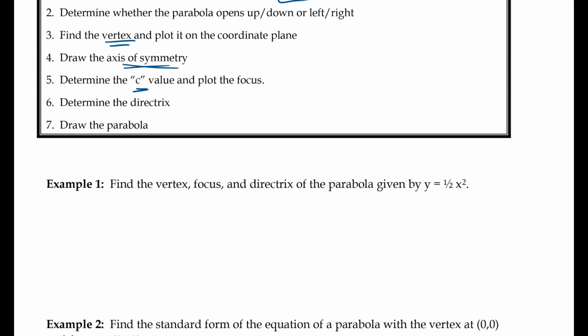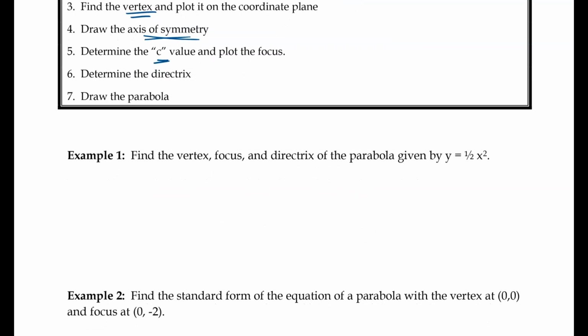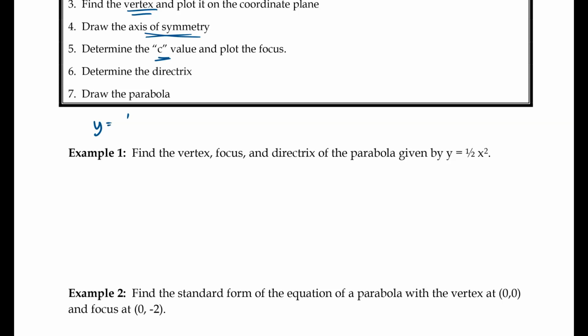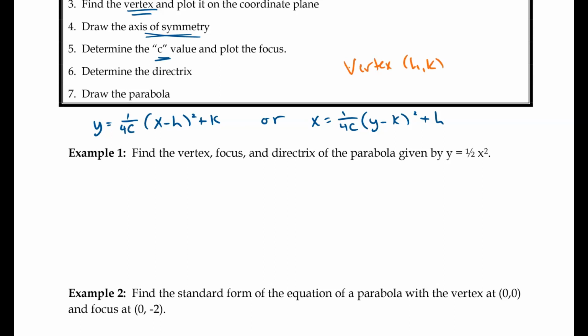Remember, we're going to have two forms of this. We're going to get y equals 1 over 4c times the quantity x minus h squared plus k, or we're going to have the form x equals 1 over 4c times the quantity y minus k squared plus h. And remember, h and k are the values of our vertex. So you have to be very careful when you're looking to see what form you're working with. All right, so let's look at the very first one.